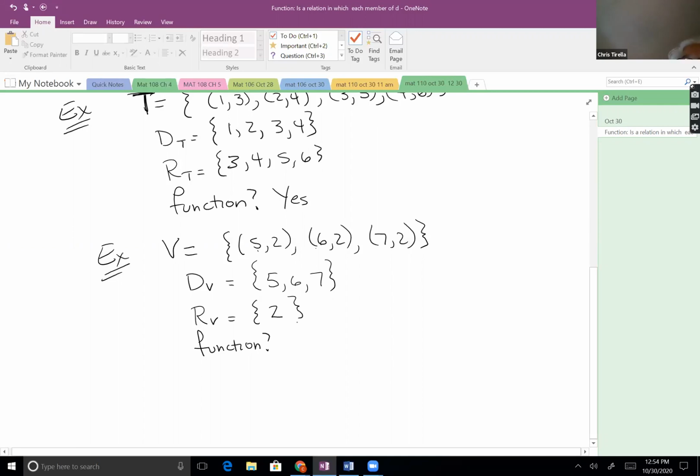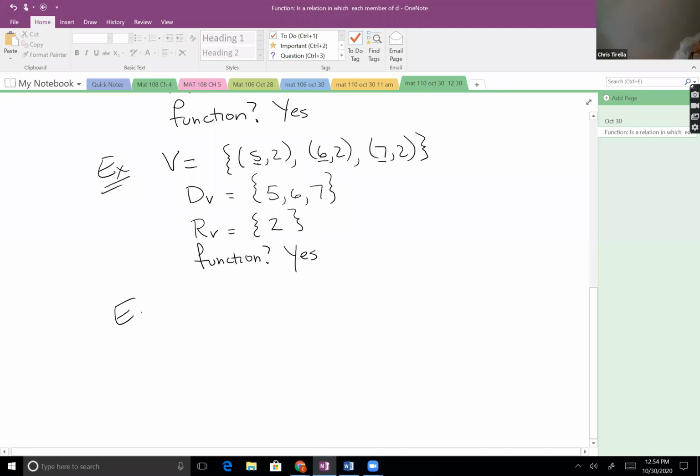And now, is it a function? Yes, it is. Beautiful. Because each x value appears once. Notice y repeats. It's okay for y to repeat. It's just not okay for x to repeat.